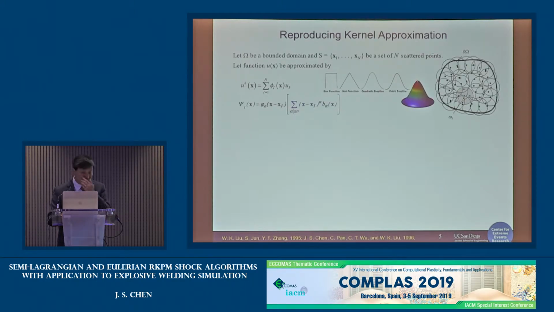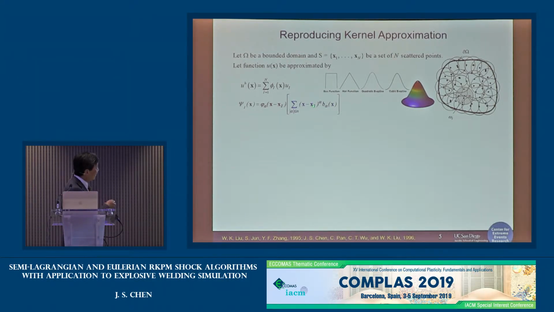Okay, so in terms of the discretization, this is how you discretize the domain by a set of points, and approximation functions are expressed in terms of the multiplication of the kernel function, the one in red, and the basis functions. This is a standard construction under the framework of reproducing kernel.